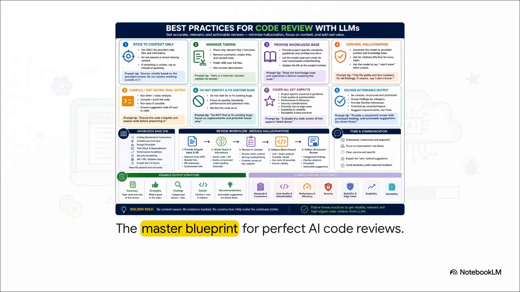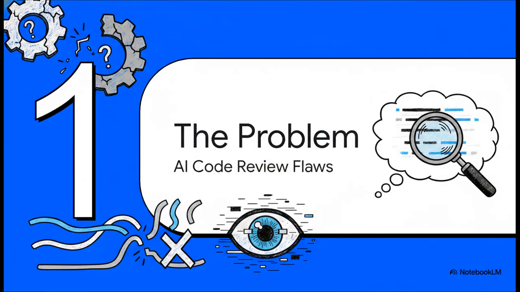Now take a look at this. This is your master blueprint. Seriously, this single cheat sheet contains the whole secret to extracting accurate, relevant, and actionable reviews from an LLM. I know it looks like a lot to take in at first glance with its 8 different best practices and that step-by-step workflow, but don't worry. We're going to break this exact blueprint down, piece by piece, so you can actually put it into practice today. Let's kick things off with Section 1, the AI code review problem.